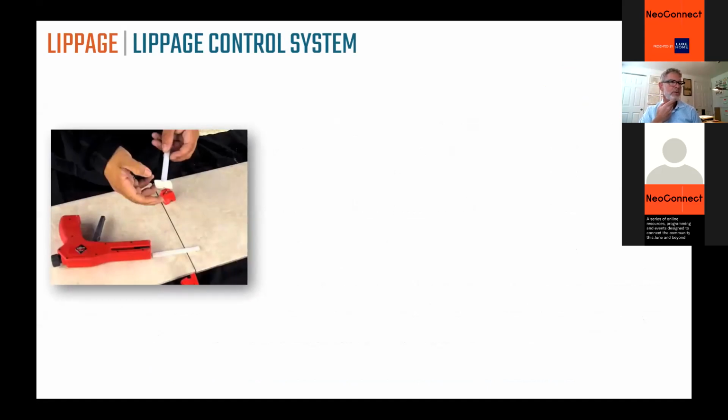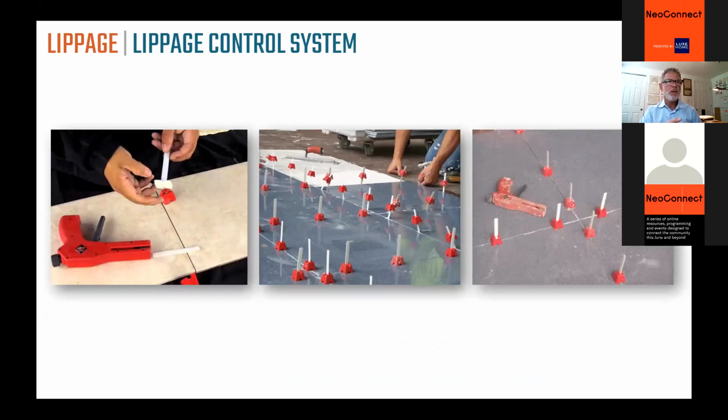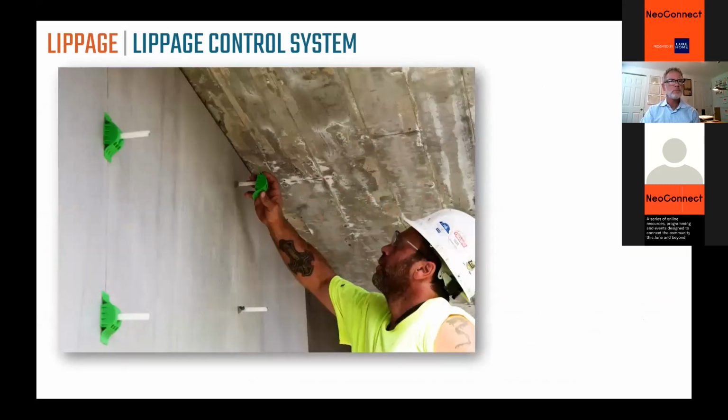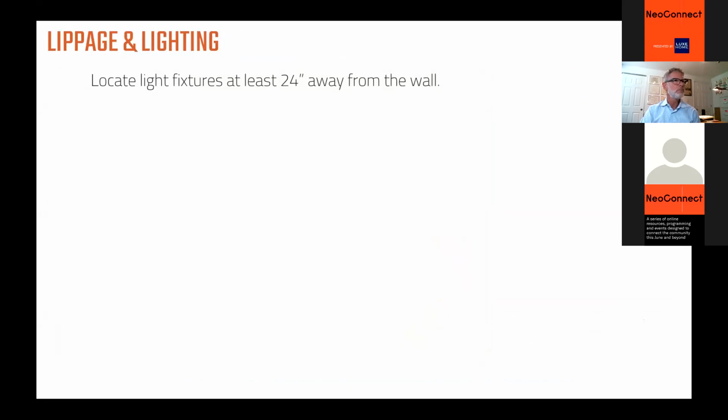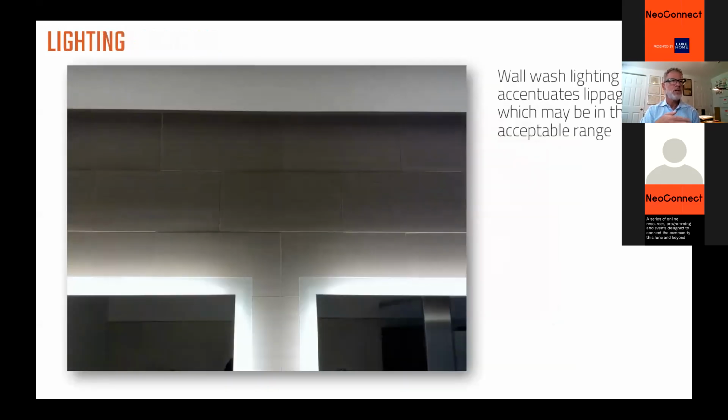So continuing on with lippage, there are a number of systems on the market, called lippage control systems, that use physics to essentially force the tiles or the corners of the tiles to meet in the same plane after they've been set in the thin set mortar. These are very good and useful, especially for large format tile. We talked about this concept a minute ago, how the shadows are exaggerated when you have wall wash lighting, but the 24-inch location off the wall is going to be a better effect.